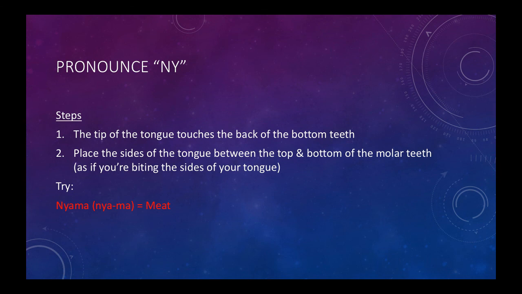And last but not least, pronouncing NY. The tip of the tongue must touch the back of the bottom teeth. The sides of the tongue must also be placed between the back teeth, preferably the upper and lower molars, as if you are biting the tongue. Now let's try. Nyama. Nyama means meat, is in red. Again, try. Position your tongue as if you're biting the side of your tongue and the tip at the back of the bottom teeth. Now say with me.